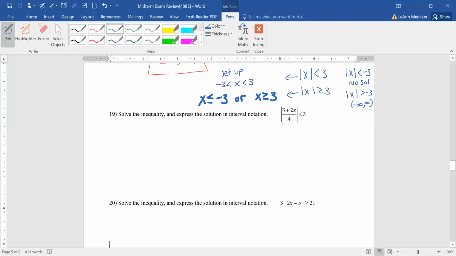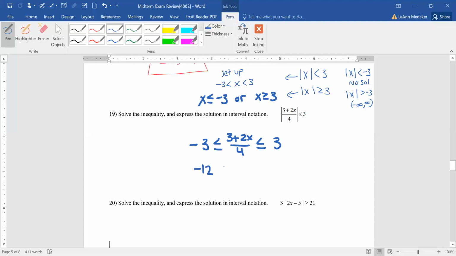So this first one is isolated already, and it has a positive number on the right side. So this is less than a positive. It's the first case. So we set -3 less than or equal to the entire inside of the absolute value less than or equal to the +3. We're setting it between -3 and 3. So then we try to solve this. We're going to multiply all three sides by 4 to get rid of that denominator.